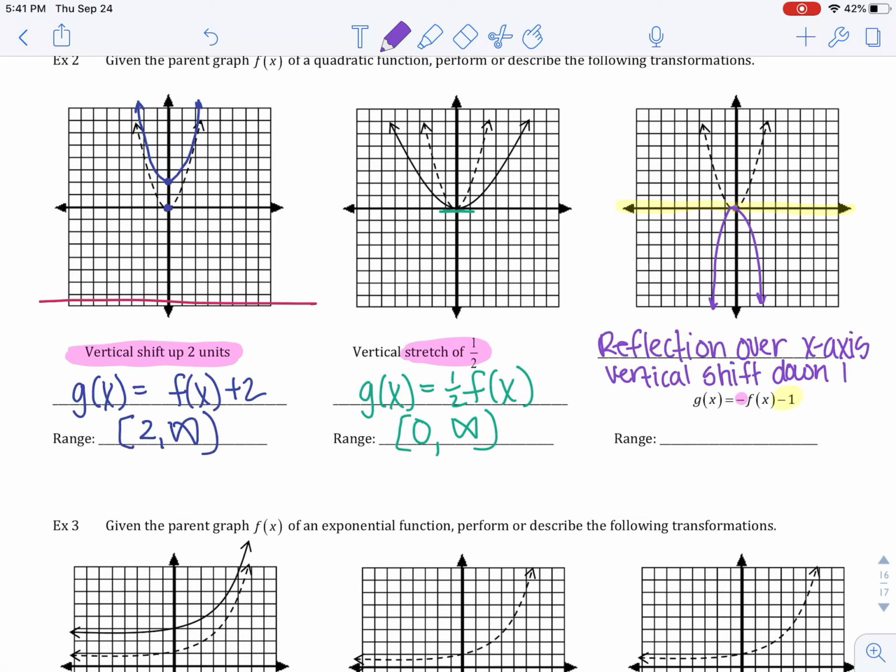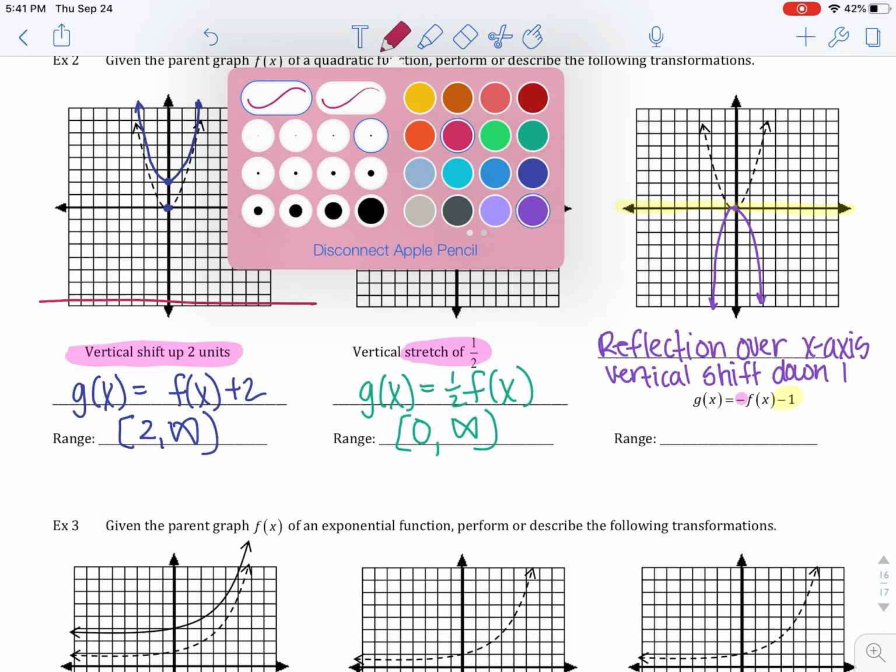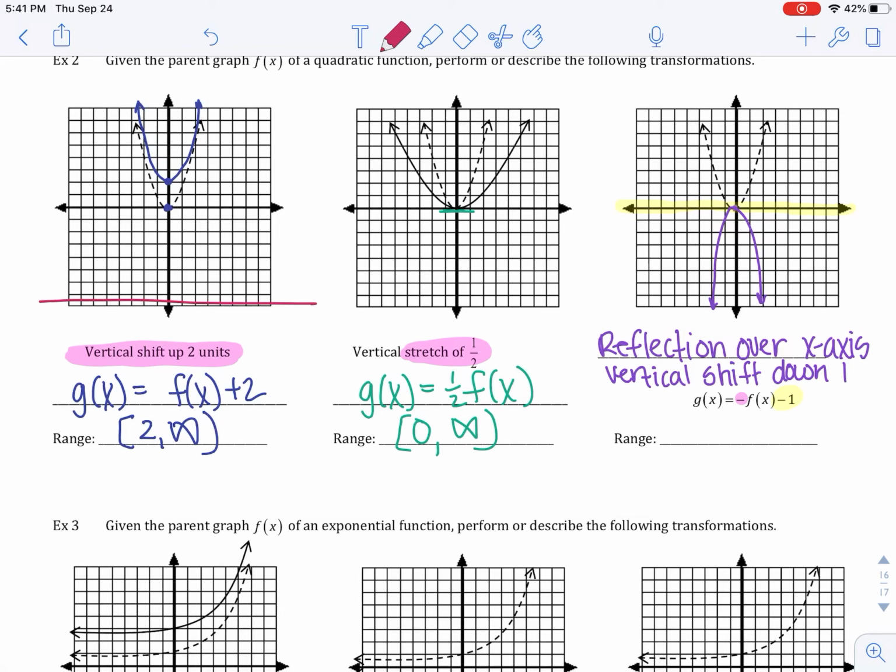To the best of my ability, I made it kind of the same shape. But now it says that I still have to shift down. So I'm going to move that purple dot once down, and now I'm going to draw in my final parabola.